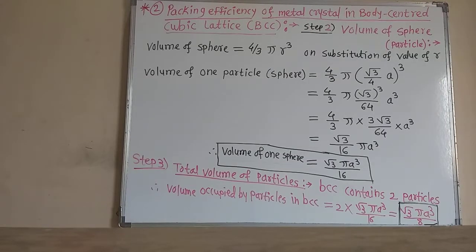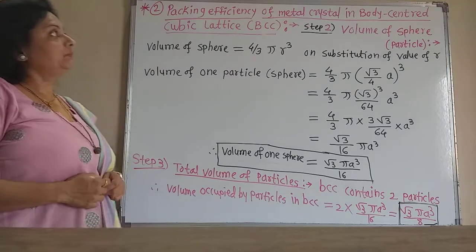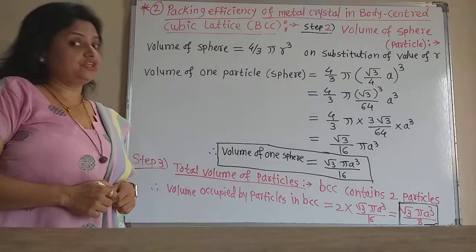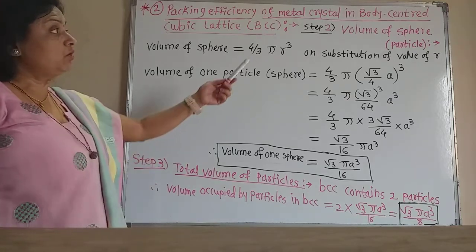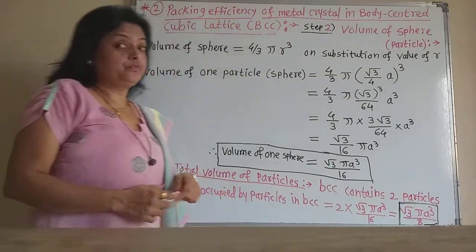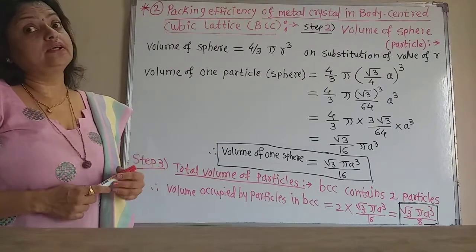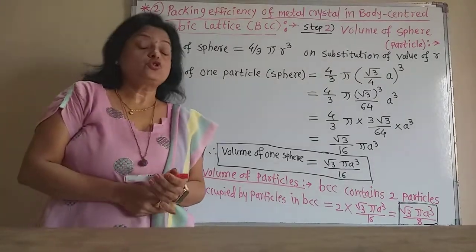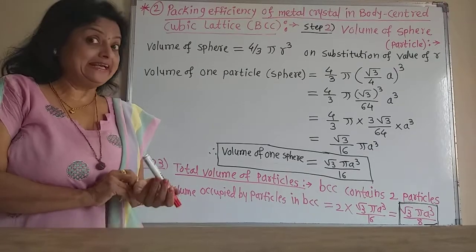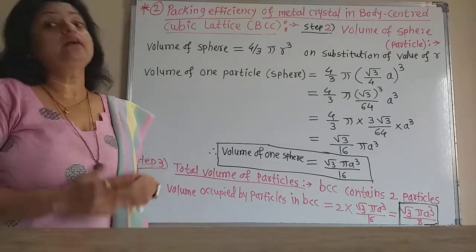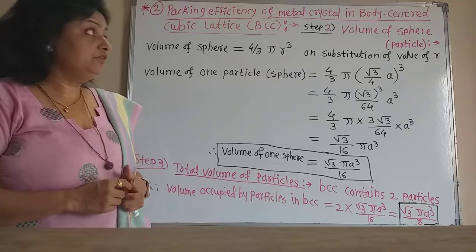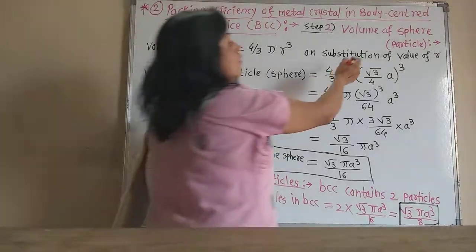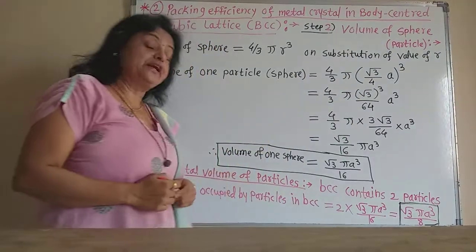Now pay attention students, again on the blackboard. We are calculating the packing efficiency of metal crystal in BCC, that is the body center cubic cell. Now in the first step we calculated the radius of the sphere from the two right angle triangles using the Pythagoras theorem. Now the second step, in which we have to calculate the volume of the sphere or particle.